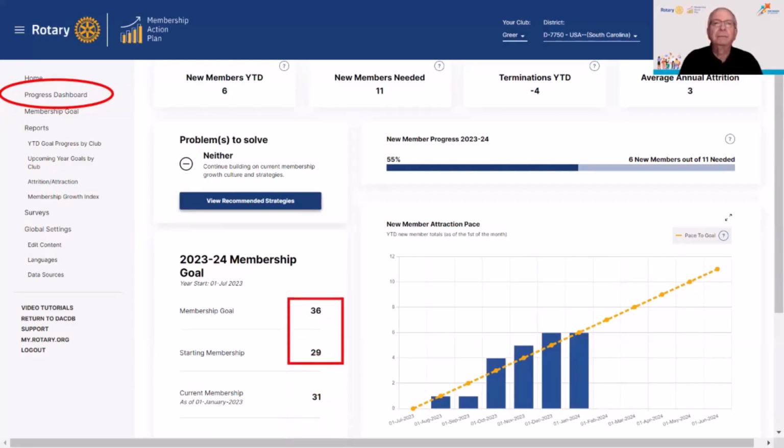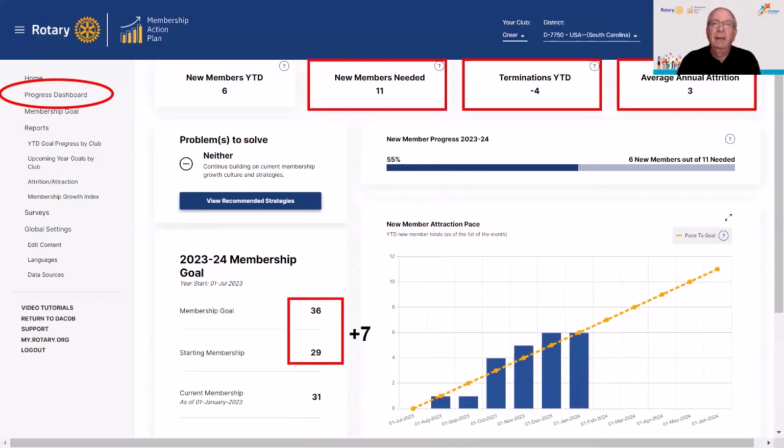So here's a club that intends to grow by 7. Their starting membership of 29, their membership goal of 36. Their intent was to grow by 7 members. Now they also lose 3 members a year on average. Except so far this year, as of January, they've already lost 4. So instead of that 7 and 3 being the number of new members required, which is what showed up in their goal setting, it's now incremented to 11. They need to replace those 4 already left members, plus those 7 that they need to grow.